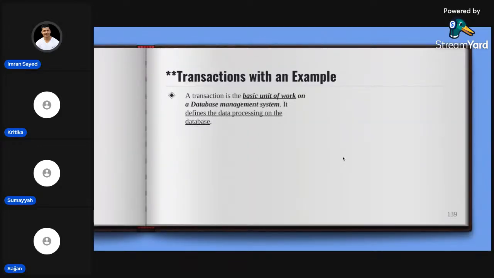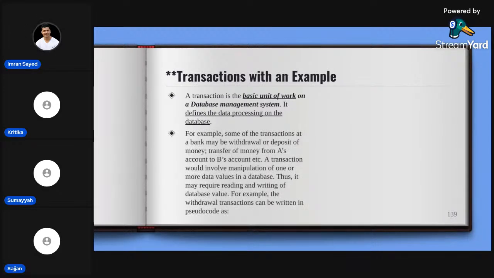So a transaction is a basic unit of work on a database management system. It defines the data processing on the database. For example, some of the transactions at a bank may be withdrawal or deposit of money, transfer of money from A's account to B's account, etc. A transaction would involve manipulation of one or more data values in a database. Thus, it may require reading and writing of the database value.